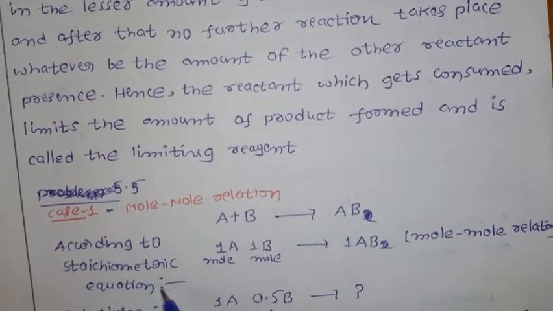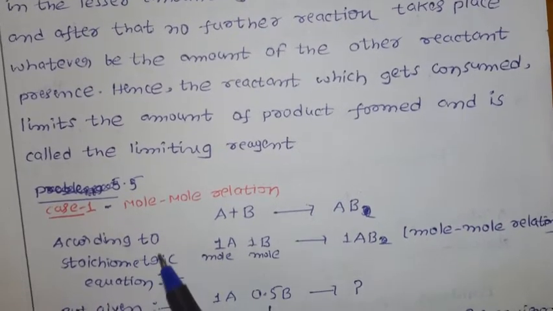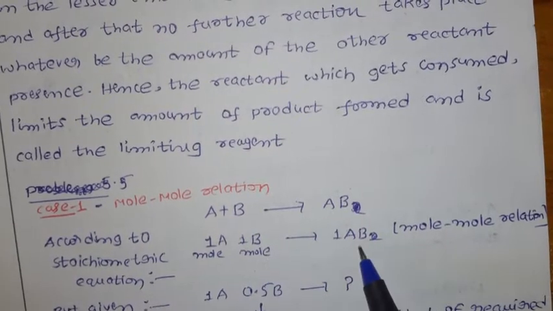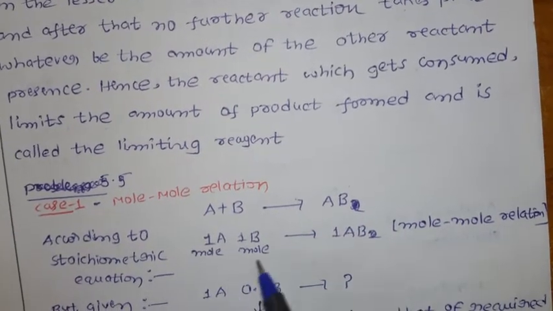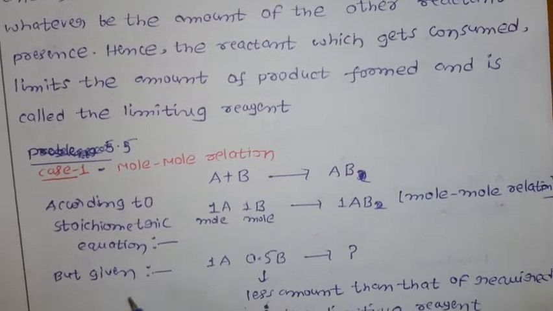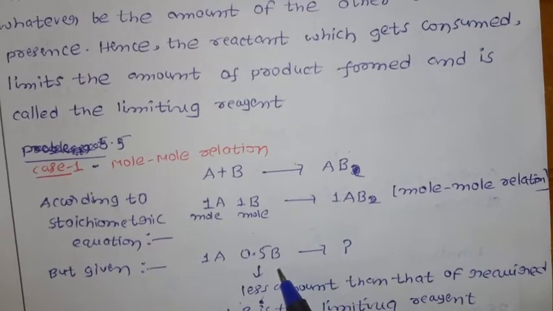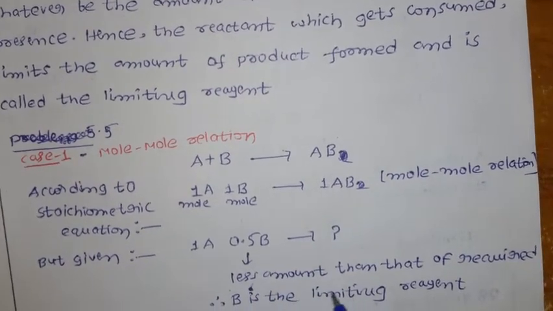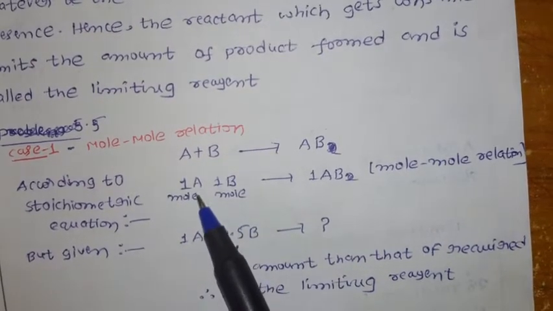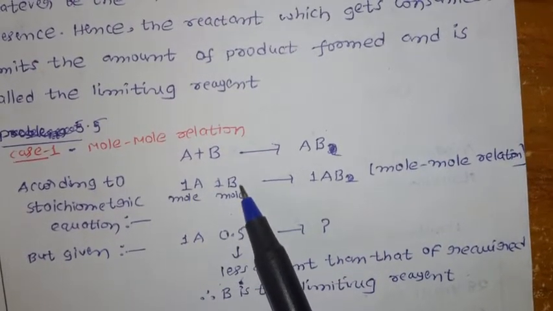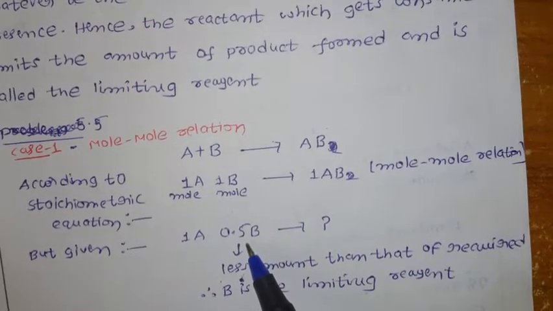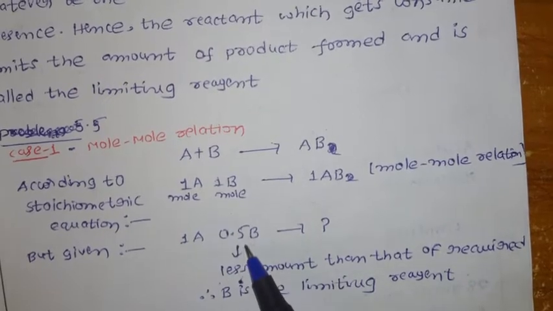Now according to the balanced equation, 1 mole of A reacts with 1 mole of B to give 1 mole of AB. This I took according to moles. Now if someone gives 0.5 mole of B, what happens? This is less than the amount required. According to the stoichiometric equation, 1 mole of A needs 1 mole of B, but in this case, if someone gives only 0.5, it is less than required.